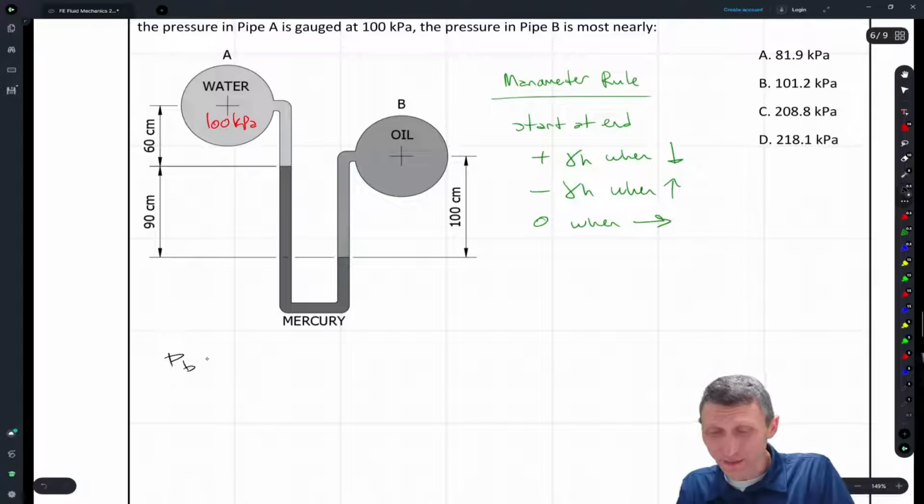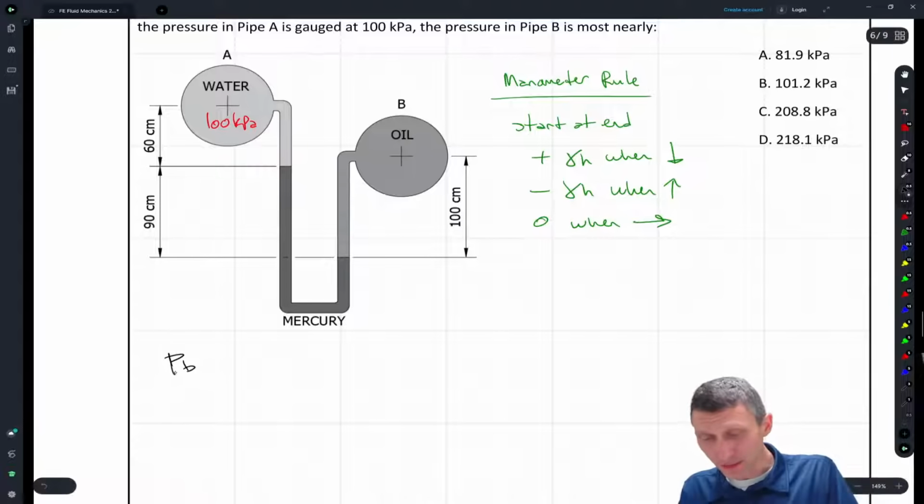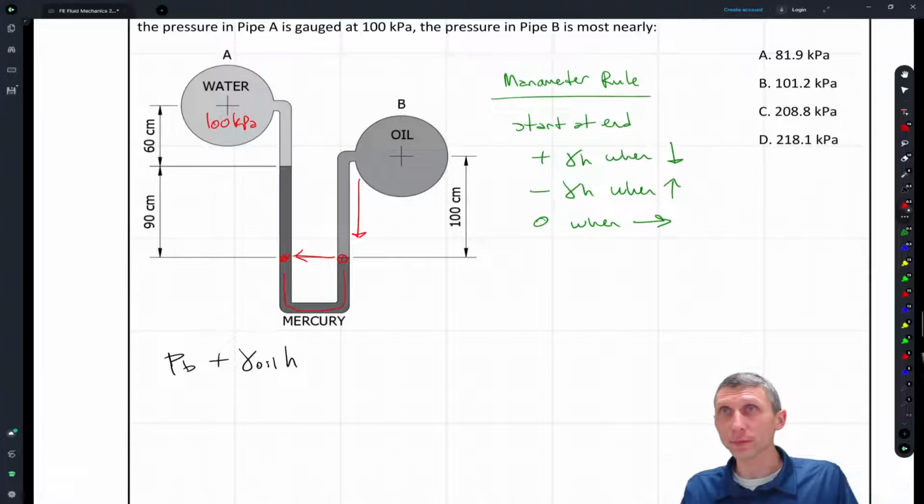But let's look. PB is equal to... we'll start at PB. The pressure at B, right, is basically, what are we going to do? We're going to add gamma oil, because we're coming down 100 centimeters, gamma oil times H. So we're adding that. And then we're stepping straight across horizontally, because the pressure at this point is equal to the pressure at this point, and we can eliminate that whole down and up there. So we're going to step across horizontally.